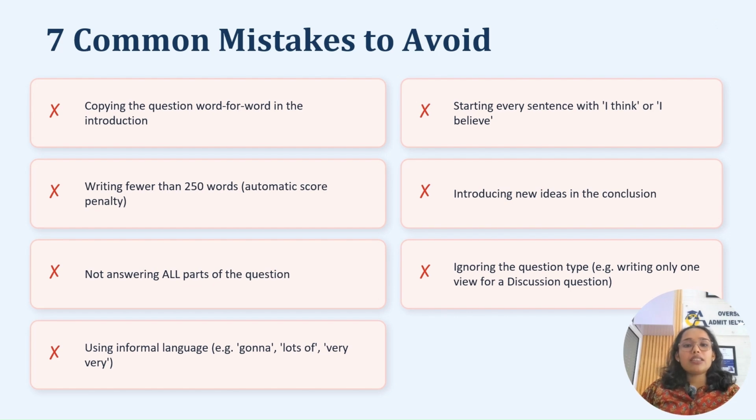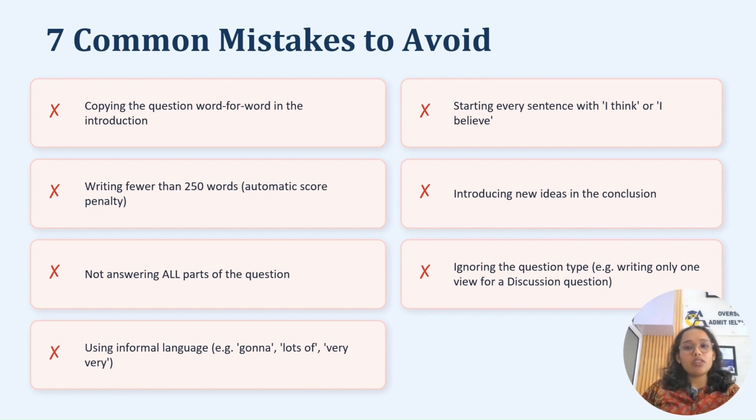Alright then. This is probably the most important slide in the entire presentation. Because these mistakes are the reason many students stay stuck at band 6. So let's see how many you have made. Number one, copying the question directly into the introduction. Number two, writing fewer than 250 words. Number three, ignoring the part of the question. Number four, using informal English.